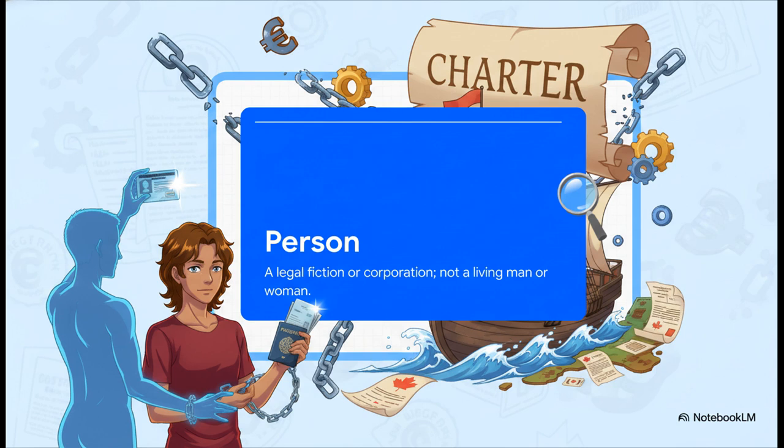The theory claims the charter was designed to act exactly like a ship's charter, literally bringing maritime law onto the land. And by identifying as this person through our IDs, licenses, and passports, living citizens are tricked into submitting to corporate maritime jurisdiction. We're trading away our unalienable rights for mere corporate privileges.